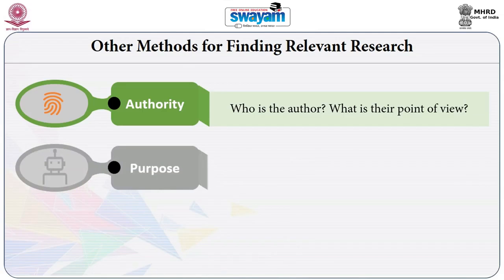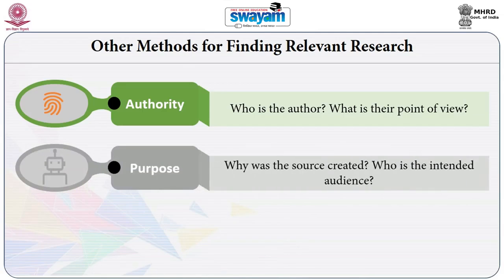Next is the purpose. What is the purpose for which the source has been created? What is the intended audience for that specific document, whether it is for research scholars or for the general public? When a specific kind of research is going on, you should check who the audience is, because if it is the general public, there may be some biases about the views of the author.